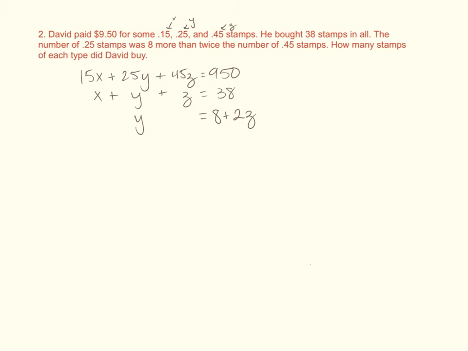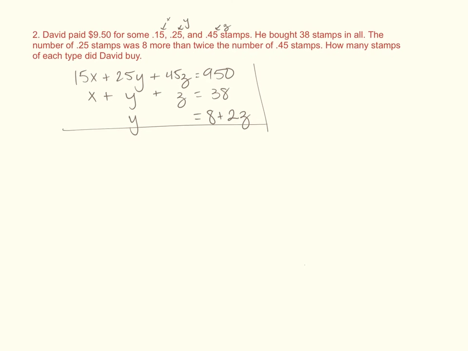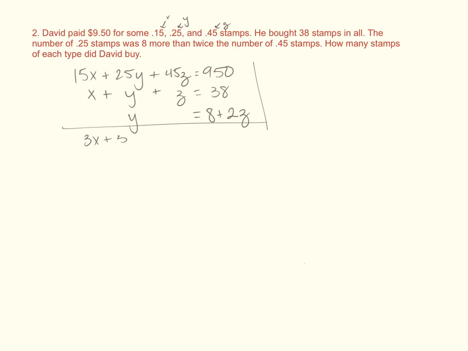So before we start solving, we need to get the z in the third equation onto the left side of the equal sign, as well as dividing the first equation by 5 to get rid of the large numbers. So we end up with 3x plus 5y plus 9z is equal to 190. Then we copy our second equation because we're not going to change that. And then we subtract 2z from both sides for the third equation.